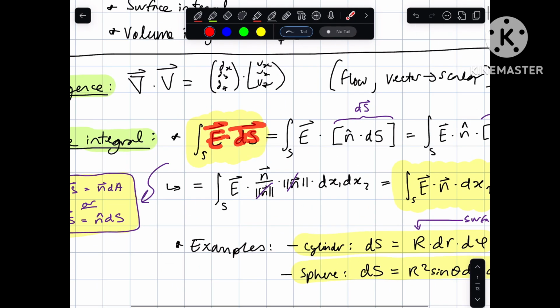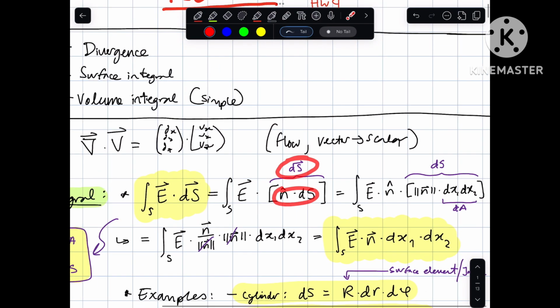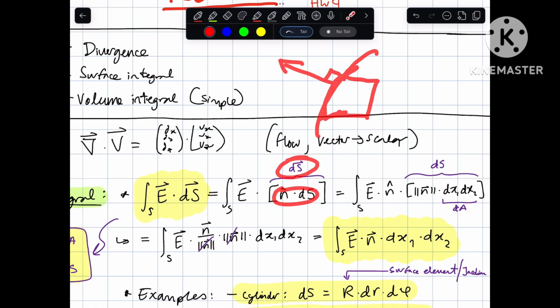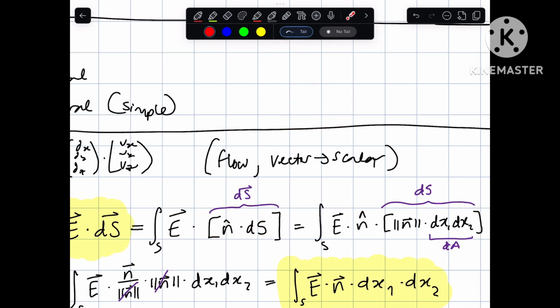Now, ds can then be broken up into your normal unit vector times a scalar ds, because a scalar times a vector will give you a vector. The normal is just something that is perpendicular to the surface. So now you have a little surface element ds, and to find the vector, you just multiply it by this normal unit vector n.